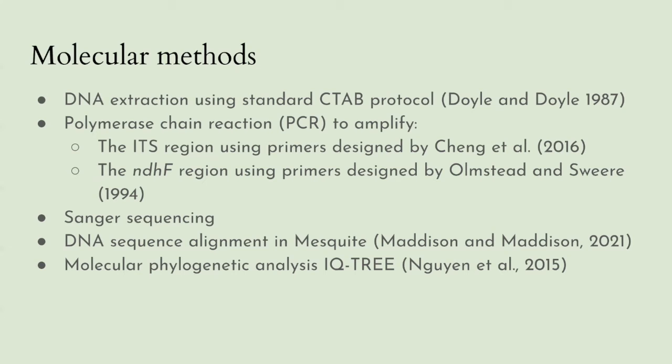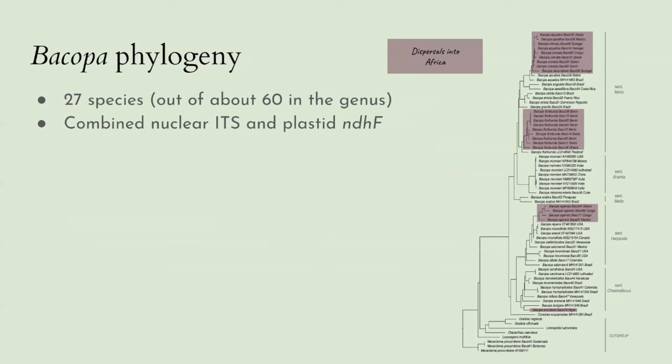After sequencing, we used our DNA sequences and previously published sequences to build a phylogenetic tree for Bacopa by aligning the DNA sequences to each other and conducting a phylogenetic analysis in IQ-TREE. The plant morphology of many Bacopa species was compared and contrasted, giving insight into which plants are more closely related to each other. In this figure, we show the phylogeny of Bacopa.